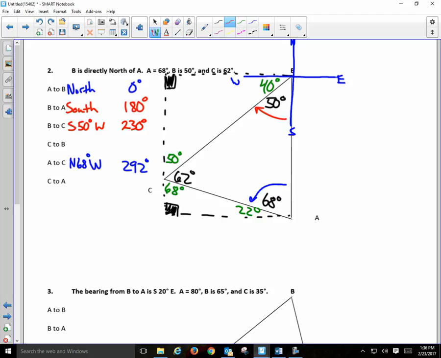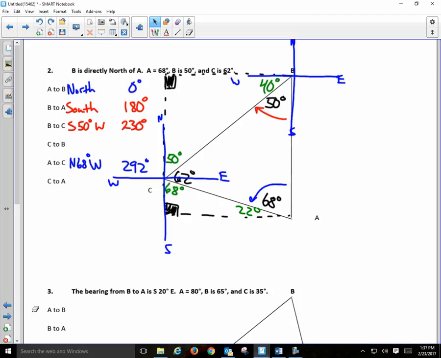Oh, I'm done with that spot. Time to move over to C. Oh, why'd you do that? What's going on? Oh, well. I'll just draw another compass. Okay.